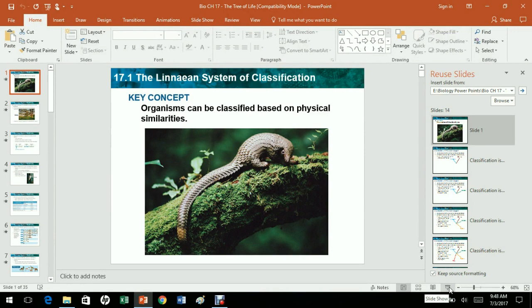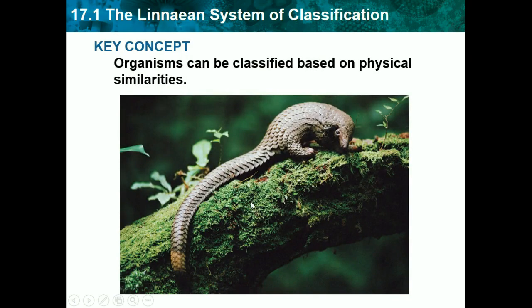Today we're going to do all of chapter 17, and chapter 17 is the tree of life, so we're going to basically learn about life today. So 17.1 is the Linnaean system of classification. The key concept here is that organisms can be classified based on physical similarities.